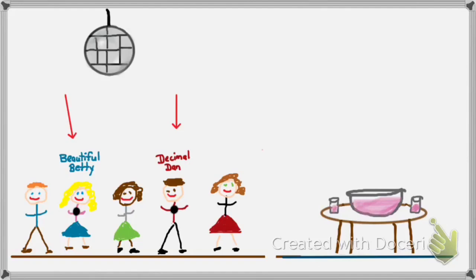So when Betty sees Dan go to the fruit punch bowl, Betty follows him, so she can talk to him at the fruit punch bowl table and flirt with him. She's hoping that Dan will ask her to dance with him and they can dance together as a couple. Let's see what happens.